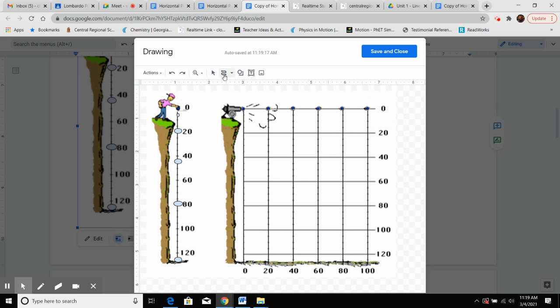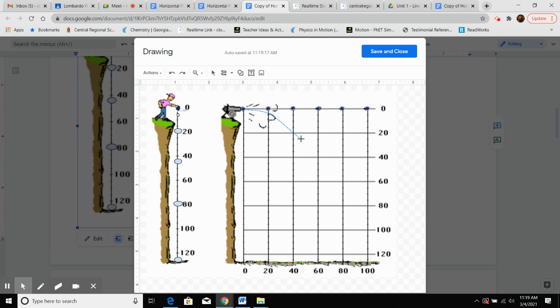Get rid of it. I'm going to select line, curve, starting at 0. At 1 second now, we should be down 5 meters. Make your first click. At 2 seconds, we should be down at 20.